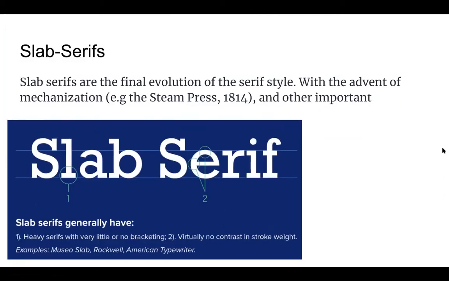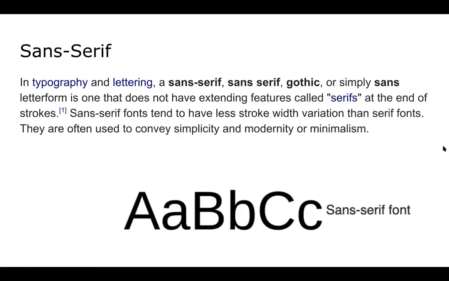We also have slab serifs, which are going to be the final evolution of the serif style. And this comes with the advent of mechanization, the steam press. So here, as you can see, heavy serifs with little or no bracketing, virtually no contrast in weight. Examples include American Typewriter and Rockwell, which is a very common and popular serif.